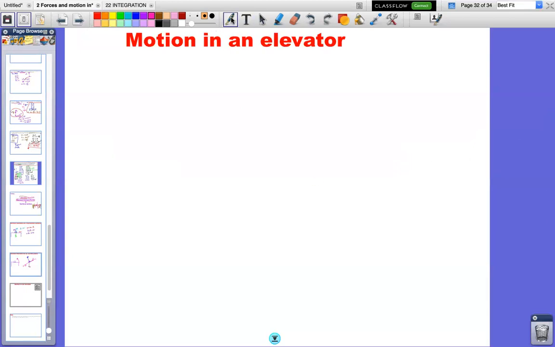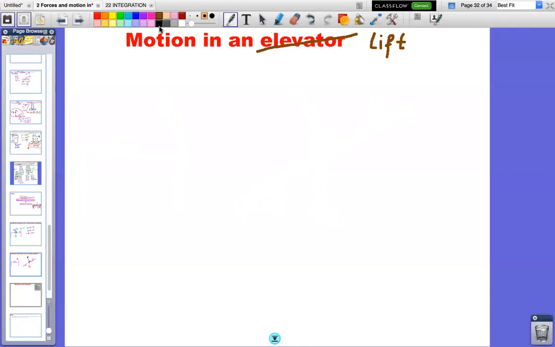Now, we will talk about the elevator problem again. We have seen the elevator problem before. We will talk about it again. Remember, those of you who are going to the UK to study, in the UK, you will often see lift, not elevator. They will often say a lift, motion in a lift.